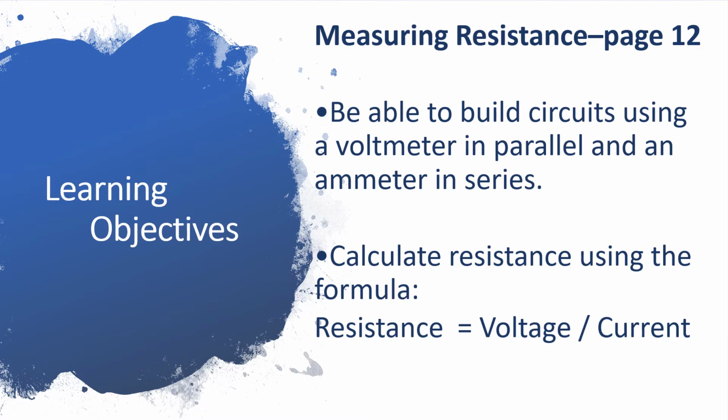Your objectives are to be able to build circuits using a voltmeter in parallel and an ammeter in series, which you did last lesson, but this time you're going to use them together. And then when you take the voltmeter reading and the ammeter reading, which is the voltage and the current, you can use a formula to work out something called resistance, which is voltage divided by current.